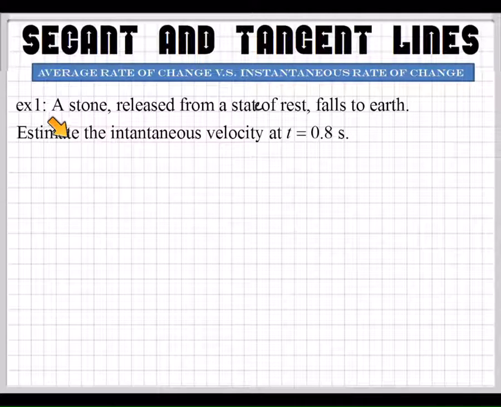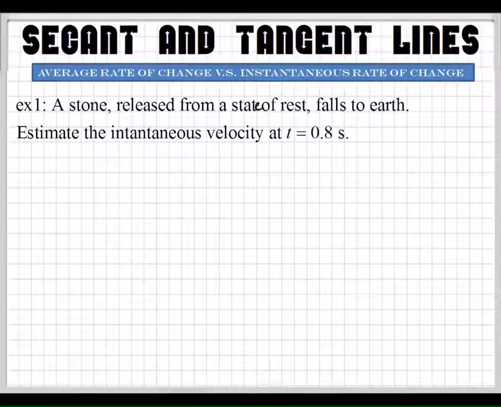All right, straight out of your book. Example 1. A stone released from a state of rest falls to the earth. Estimate the instantaneous velocity at t equals 0.8 seconds. Okay, so t equals that.